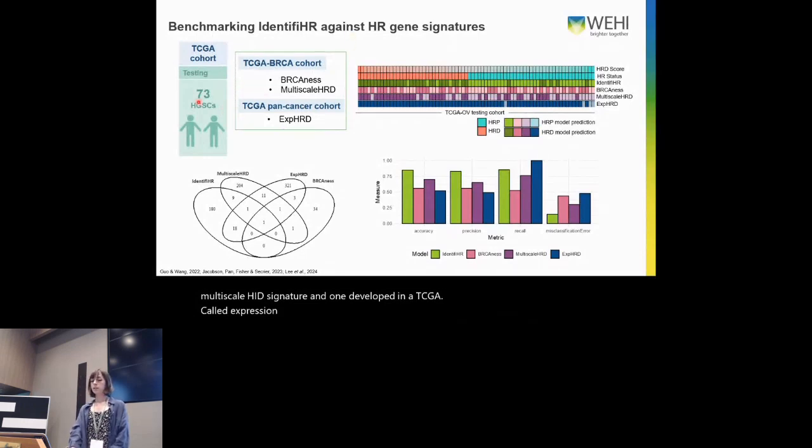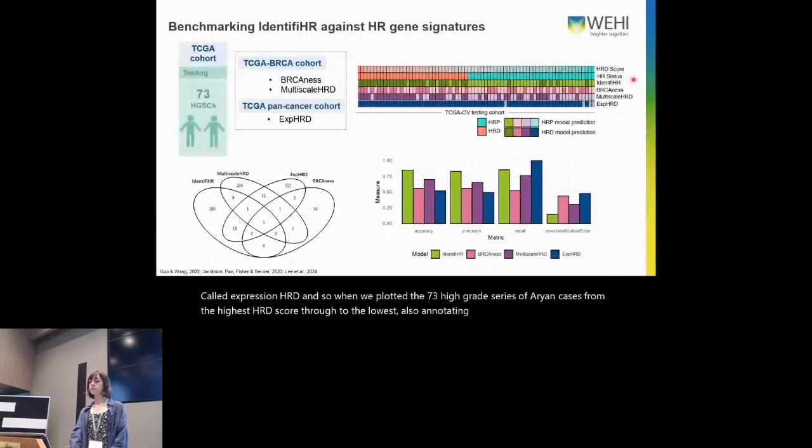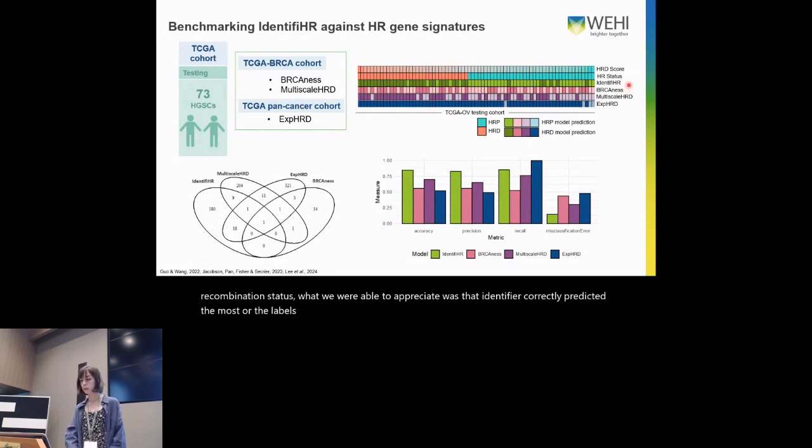And so when we plotted the 73 high-grade serous ovarian cases from the highest HRD score through to the lowest, also annotating their genomic homologous recombination status, what we were able to appreciate was that IdentifiHR correctly predicted the labels of the most samples, as opposed to BRCA, multiscale HRD and expression HRD, meaning we had the highest accuracy and precision. And while expression HRD did beat us in terms of recall, that was because it called everything HRD. So we were happy to let them have that metric. We also had the lowest misclassification error.